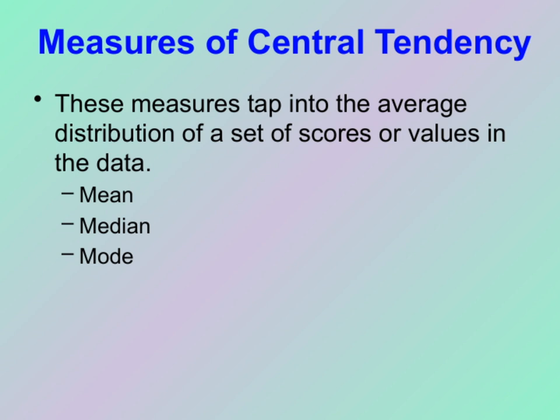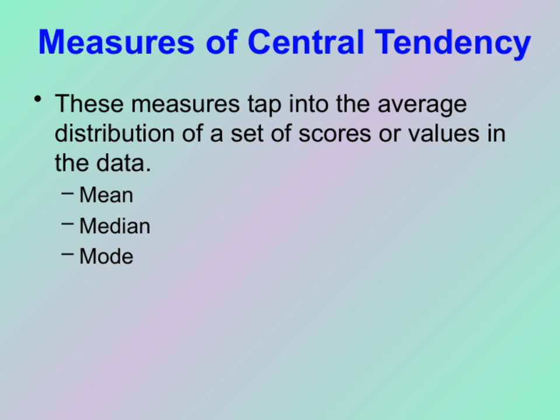When we talk about measures of central tendency, we're essentially trying to find a single value that best represents the overall data set. The most common ones are the mean, the median, and the mode. The mean is what most people think of as the average. Add up all the values and divide by the number of values. The median is the middle value when the data is ordered from smallest to largest, which is especially useful if your data has outliers or is skewed. And the mode is the most frequently occurring value in your data set.